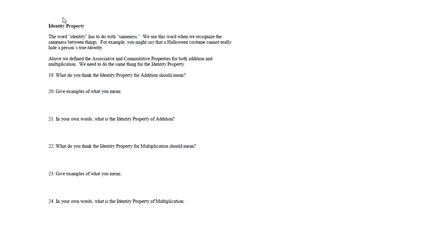Okay, the next one is the identity property, and the word identity has to do with sameness. We use this word when we recognize the sameness between things. For example, you might say that a Halloween costume cannot hide a person's true identity. Number 19 says, what do you think the identity property for addition should mean? So that means that if we have a number 5, what can we add to the 5 so that the 5 stays a 5? That's basically what the identity property for addition says.